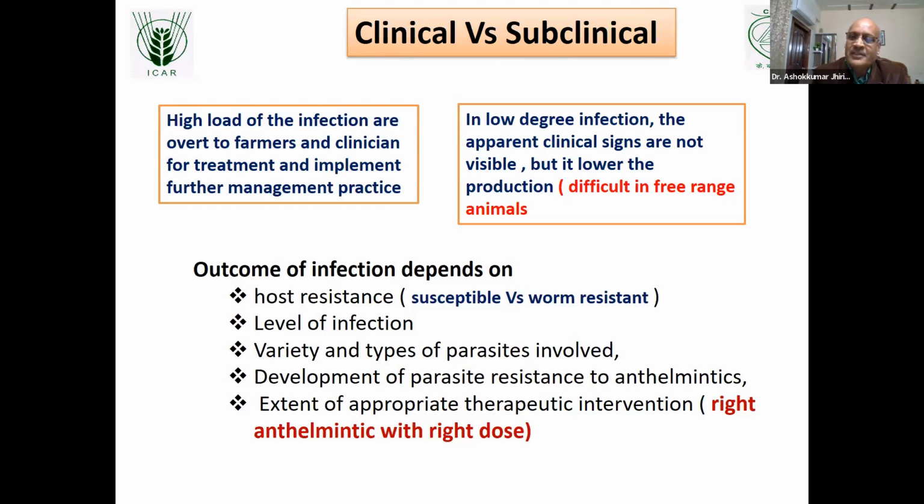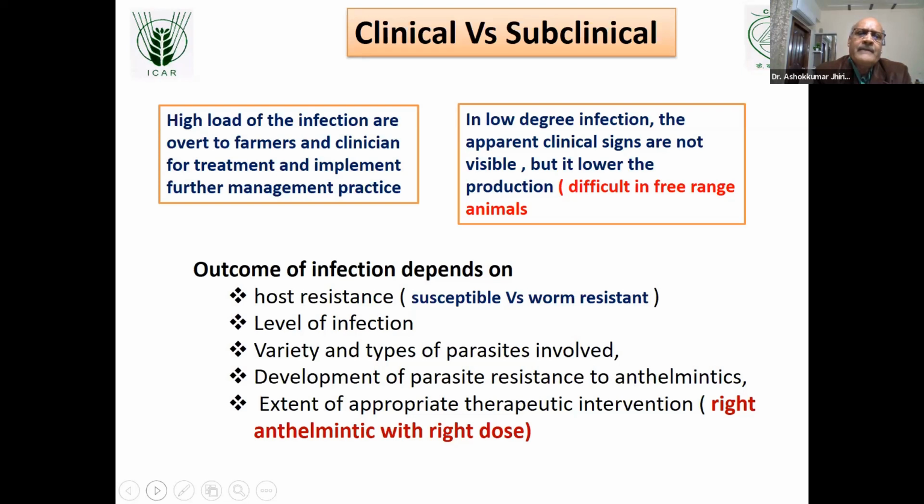If the infection is low grade, where the animal is not showing clinical signs, it becomes very difficult to find out the disease. Especially it is very important in free range animals, when the animal is reared at the farmers' level and they are not able to identify it. So the economic loss is very huge in such a class of animals. So the low grade of infection is of paramount importance to the farmers.